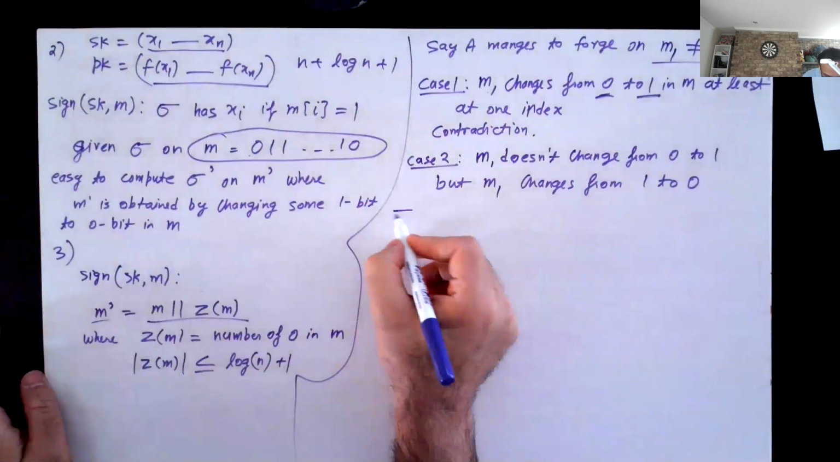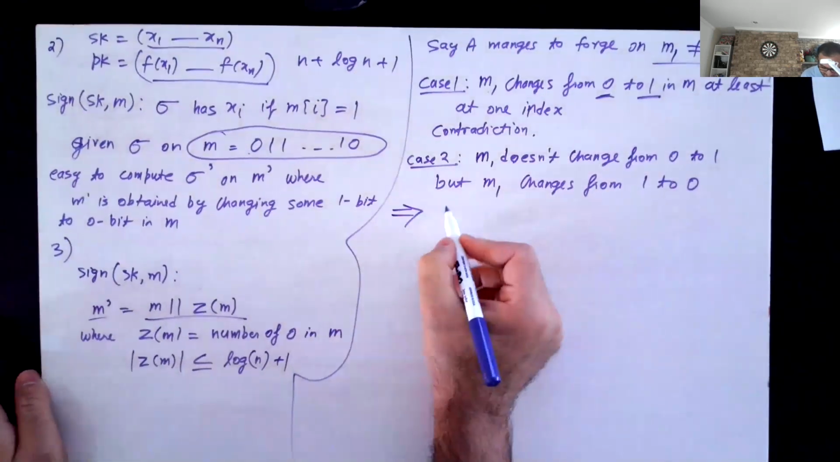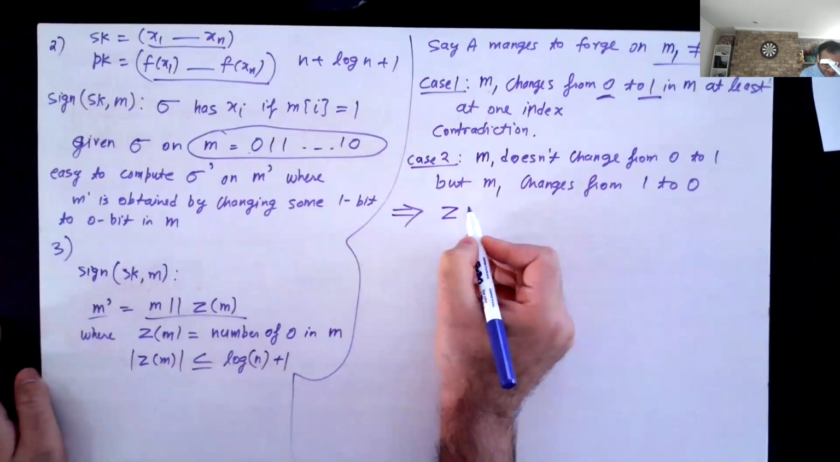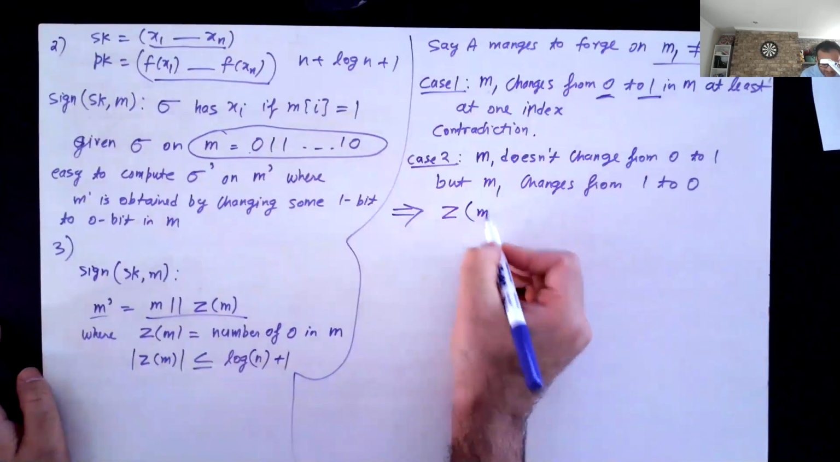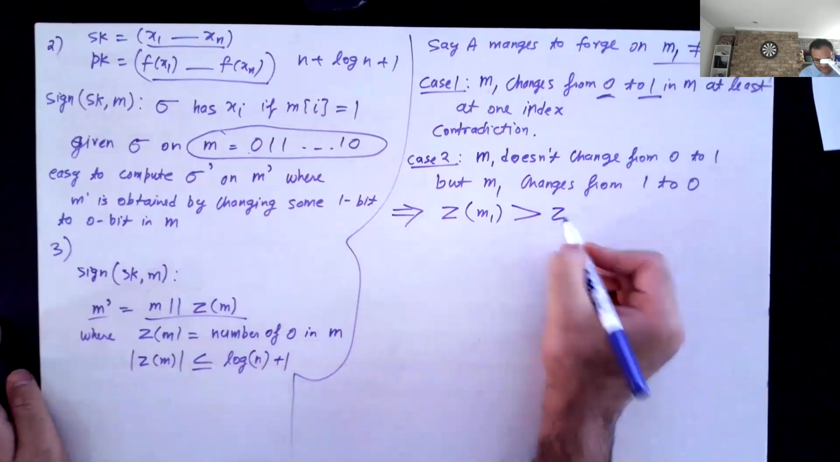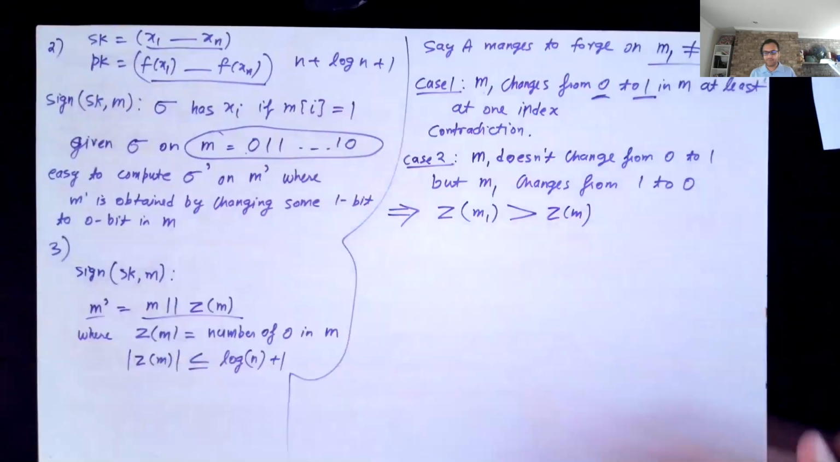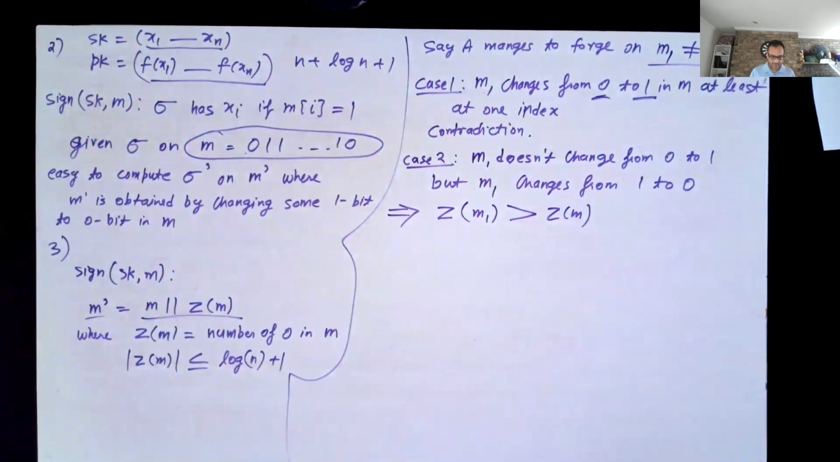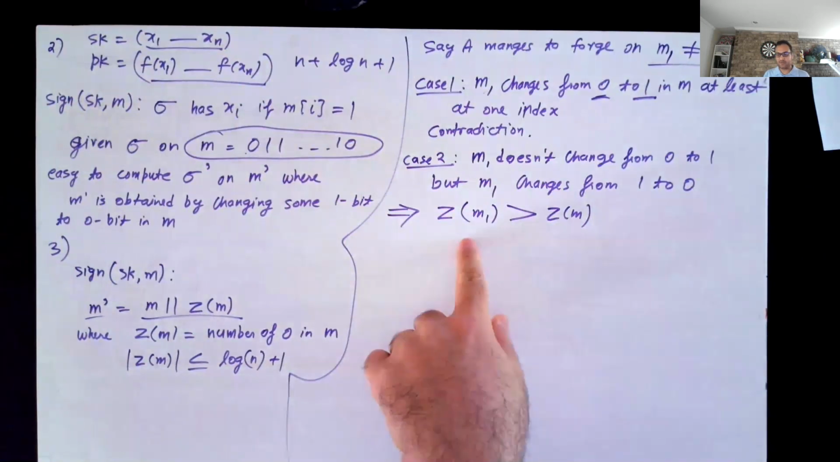But this actually implies that z of m1 is greater than z of m. Okay? I did not flip any 0 to 1, but I flipped somewhere 1 to 0. It means that overall I ended up increasing the number of zeros. So z of m1 is greater than z of m.